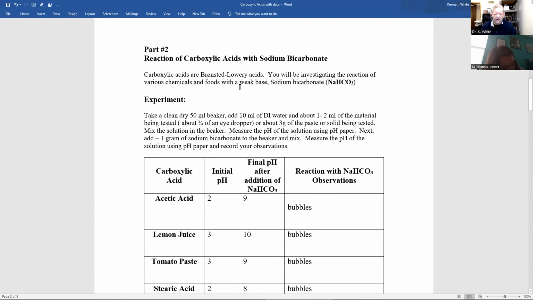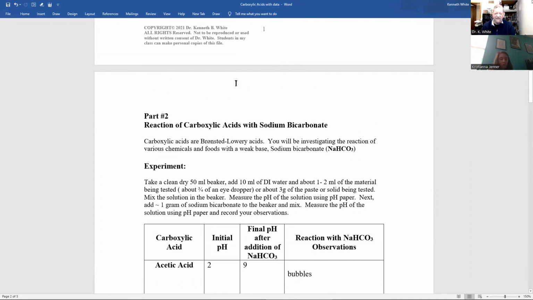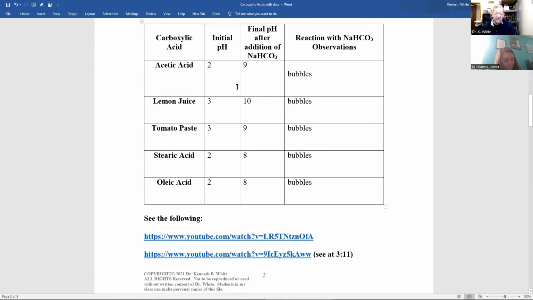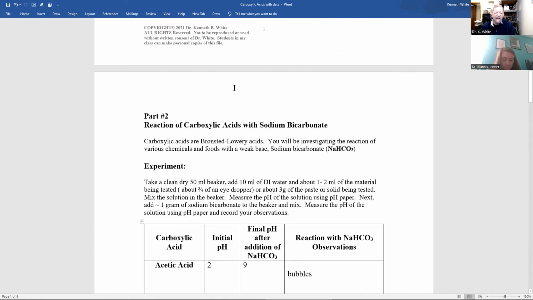Let's do the reaction of carboxylic acid with sodium hydroxide, not sodium hydroxide, sodium bicarbonate. And here I tell students, we're going to use some real dangerous chemicals in this part, like lemon juice, tomato paste, that's real dangerous, stearic and oleic acids. And let me remind you, the chemical reaction you will be investigating is a carboxylic acid plus sodium bicarbonate, and we'll do that in water.